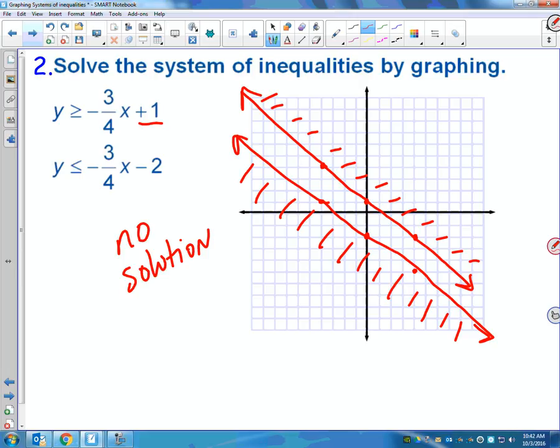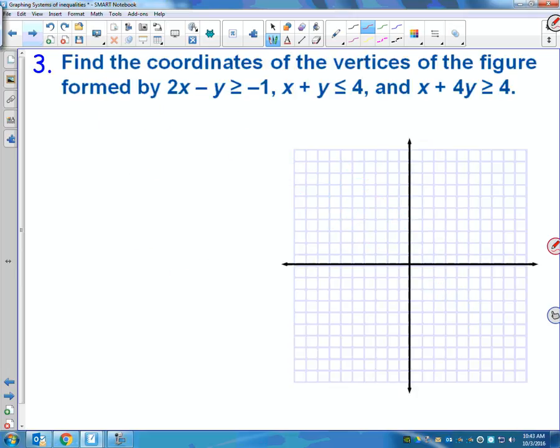So this is something that you did in Algebra 1, but then there's this next step. This next step leads us to where we're going to go tomorrow, in that they're going to give you more than 2 equations, and they're going to ask you to find the shape where all the overlapping happens. So, that's my last example. Are you okay with this? So it says, find the coordinates of the vertices of the figure formed by these 3 equations.